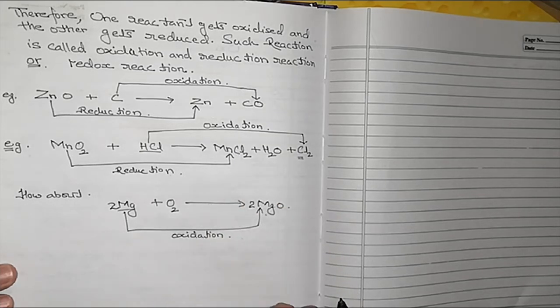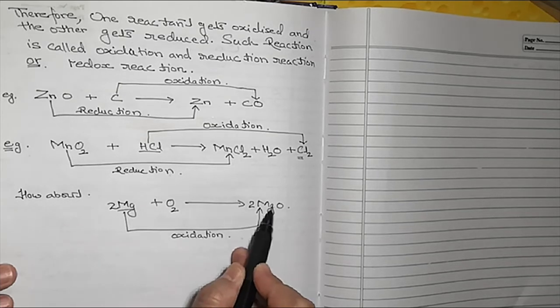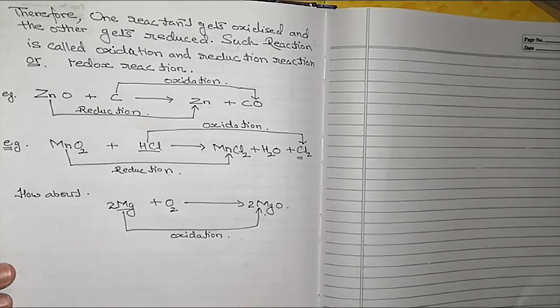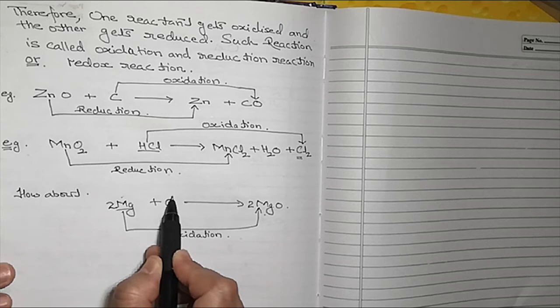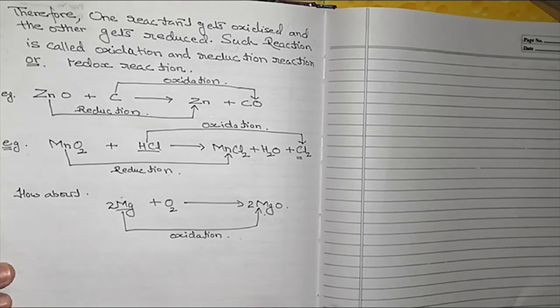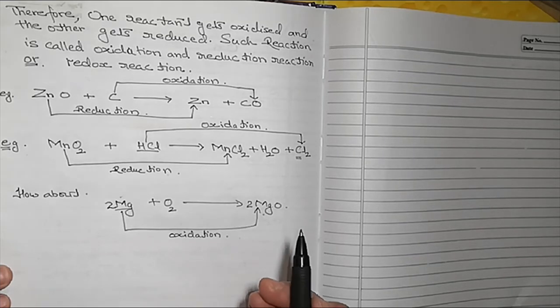Practice these reactions. What about this? Magnesium plus oxygen gives you magnesium oxide. This is the very first reaction in your book. Magnesium ribbon when burned in oxygen gives magnesium oxide. Here the oxygen is added to magnesium. So addition of oxygen is oxidation. Clear? I think this oxidation and reduction reaction must be clear now.